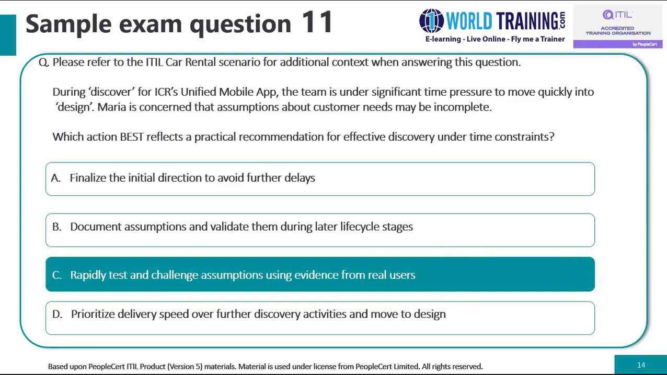Decisions must be grounded in measurable data rather than intuition. A is wrong because finalizing direction without validating assumptions contradicts the purpose of discover. B is wrong because deferring validation until later stages increases cost and risk. And D is wrong because prioritizing delivery speed over learning undermines the purpose of discovery.